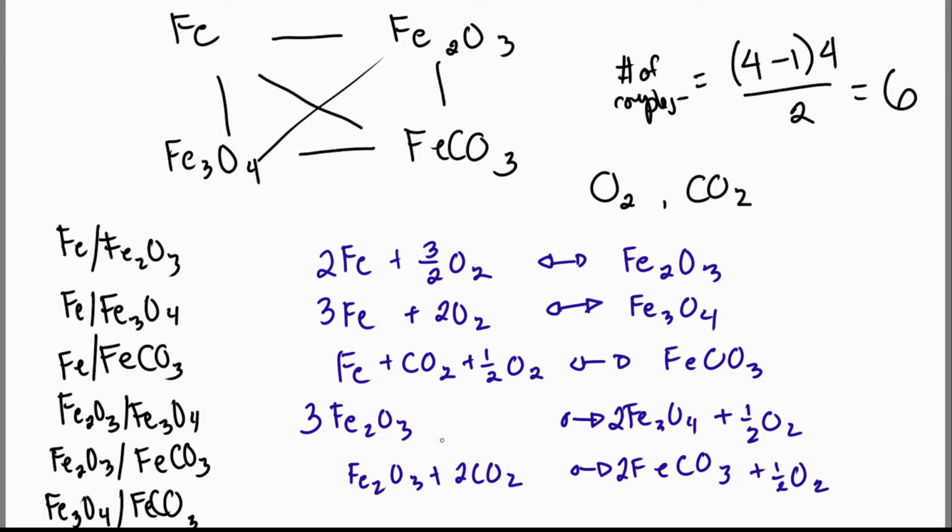For the last one, we have Fe3O4 to form 3 FeCO3 to balance out the Fe. We're short of 3 carbon here, plus 3 CO2 here. Then, count the number of oxygens. 1, 2, 3, 4, 5, 6, 7, 8, 9, 10. 9 plus 1/2 O2.